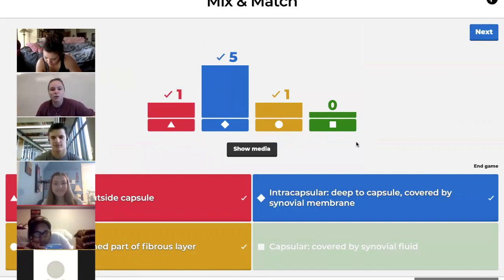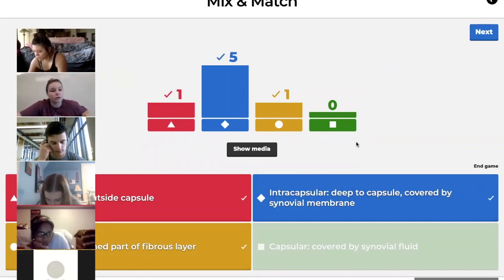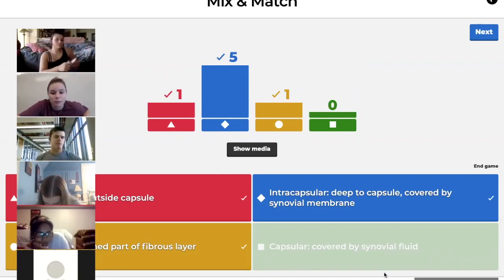Okay. So the intracapsular is deep. It's intra, it's within, it's covered by that synovial membrane. Extracapsular, extra, so it's outside. Capsular is thickened by part of the fibrous membrane.